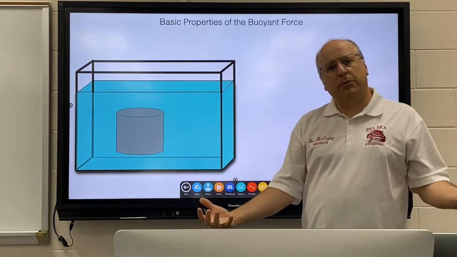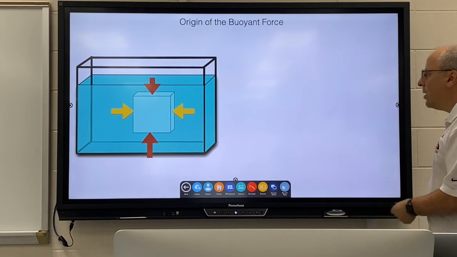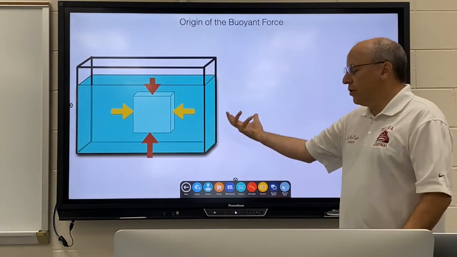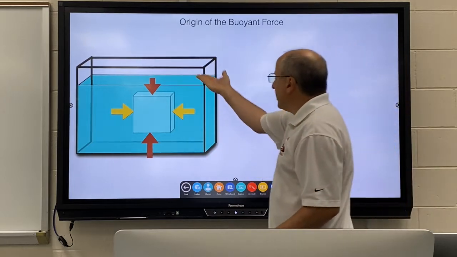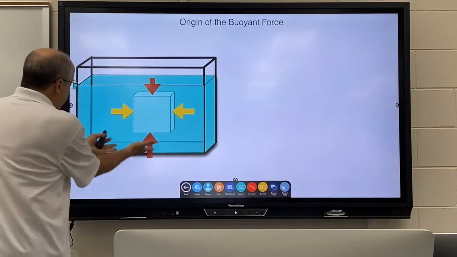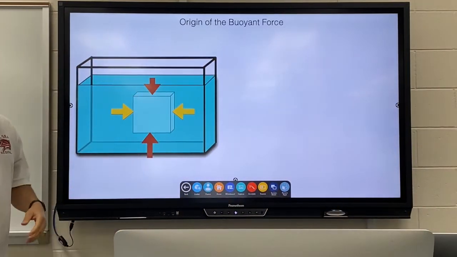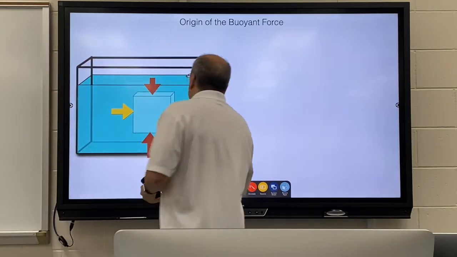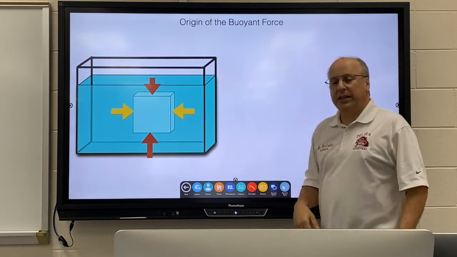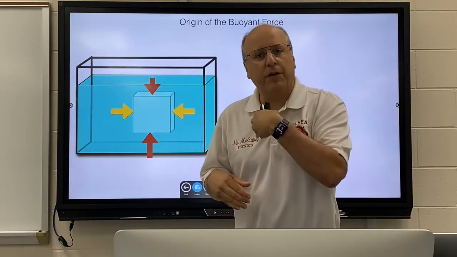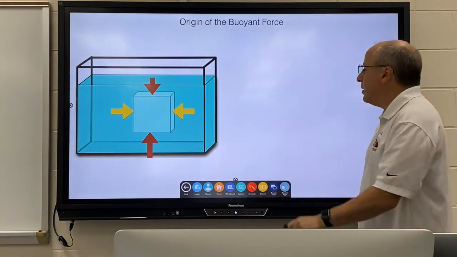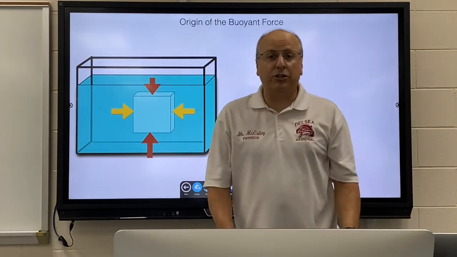What causes the buoyant force? Well, when you have an object in a fluid, there is fluid pressure in all directions. There's pressure on the top pushing down. There's pressure on the bottom pushing up. There's pressure on the left pushing right. And there's pressure on the right pushing left. There's pressure from the front pushing backwards and from the back pushing forward. So we have pressures in all directions.